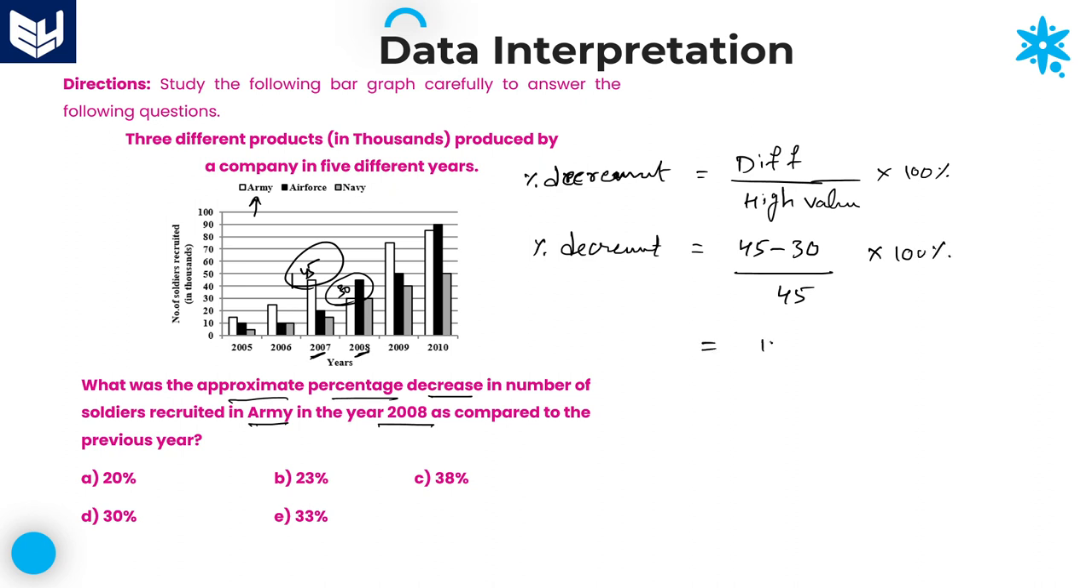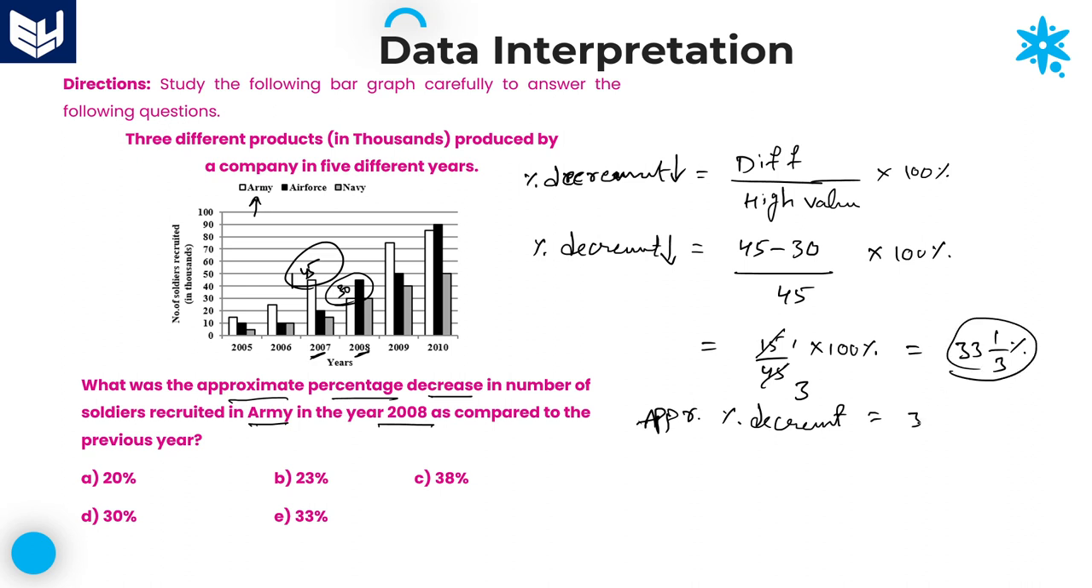Here this value is 15 divided by 45 into 100. 15 once, 15 three times. 1 by 3 into 100, which is equal to 33 1 by 3 percentage. But we want the approximate percentage decrement. We want the approximate value. Therefore, we can round it off to 33%. 33%, that is the required answer for this question. Option E is the right answer for this question.